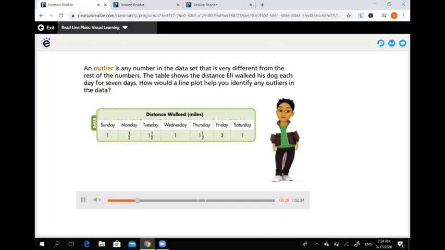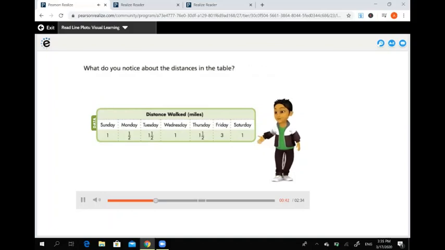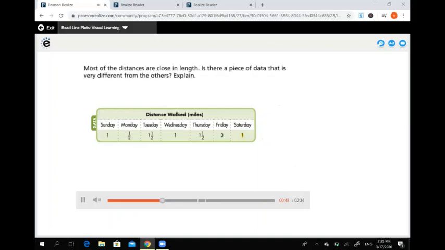The table shows the distance Eli walked his dog each day for 7 days. How would a line plot help you identify any outliers in the data? Line plots make data easier to read at a glance. What do you notice about the distances in the table? Most of the distances are close in length. Is there a piece of data that is very different from the others? Explain.